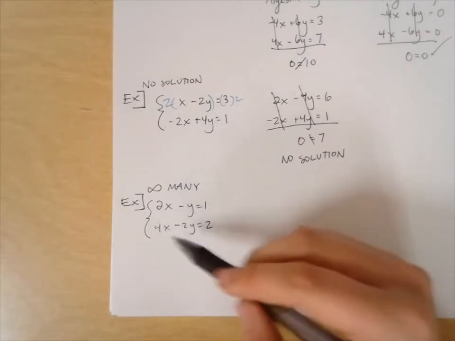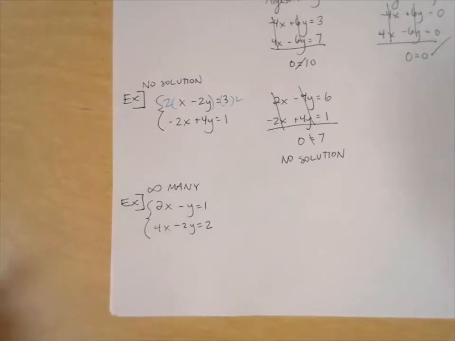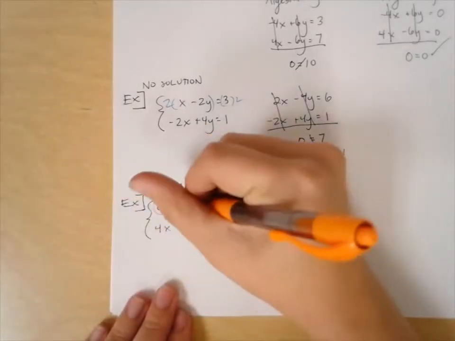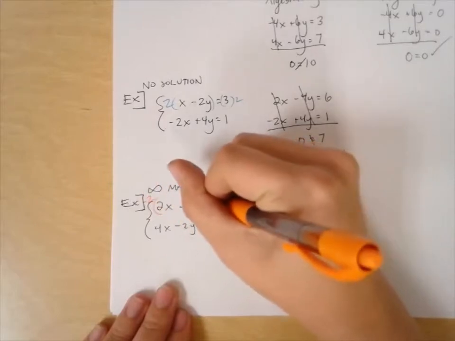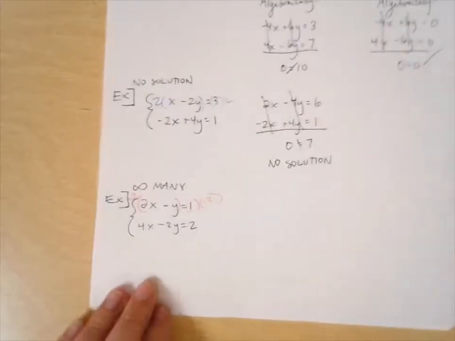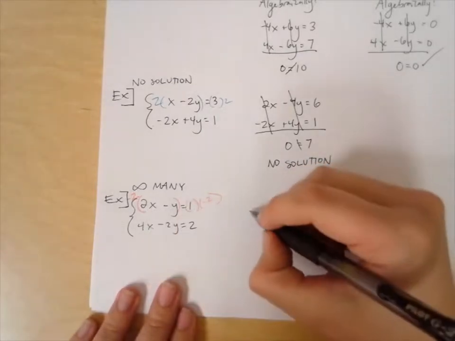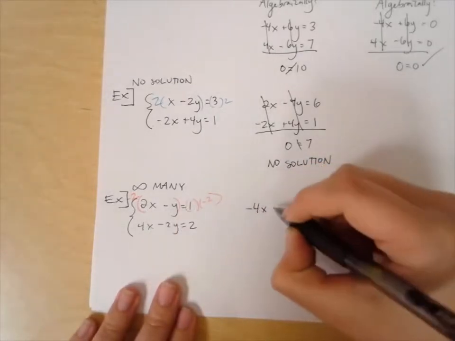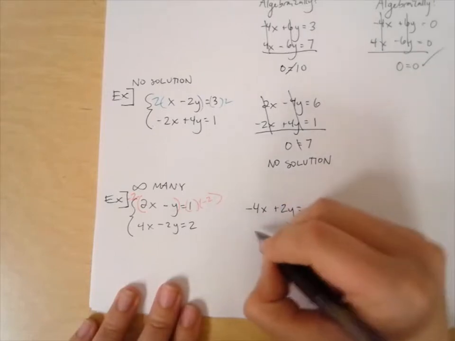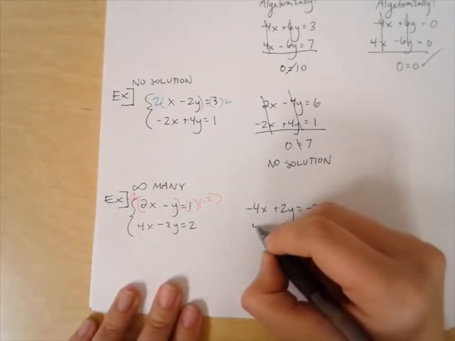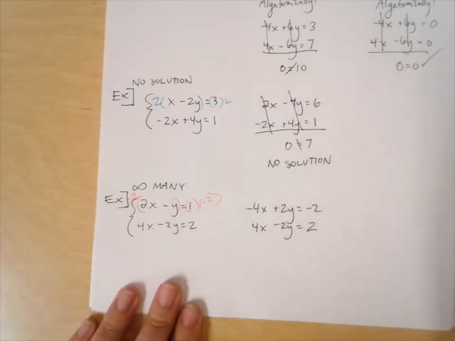However, I don't have any opposite signs. So the type of 2 I'm going to multiply by is going to be a negative 2. And when I do that, what I'll accomplish is getting opposite signs. Here's what I mean. My new system, once I've multiplied by negative 2, is going to get me a negative 4x, a positive 2y, and a negative 2. And then on the bottom, I still have 4x, and I have minus 2y equals 2.